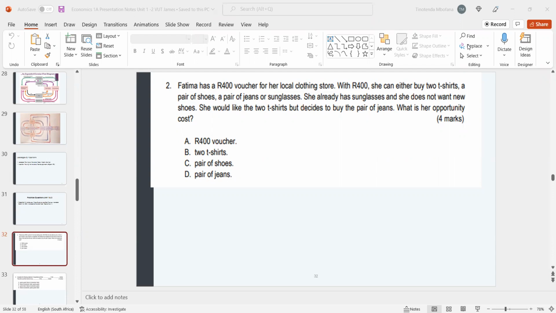Right? But for the Economics 1A guys, yours doesn't really have many calculations. I think it was like 30% calculations. Then the rest of it was just theory. Right?